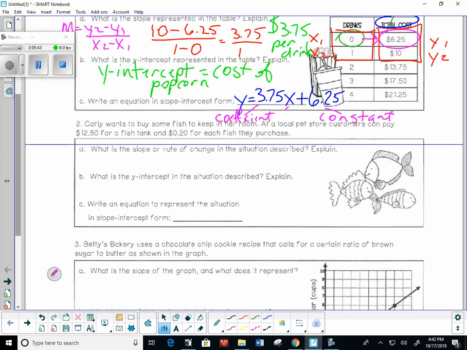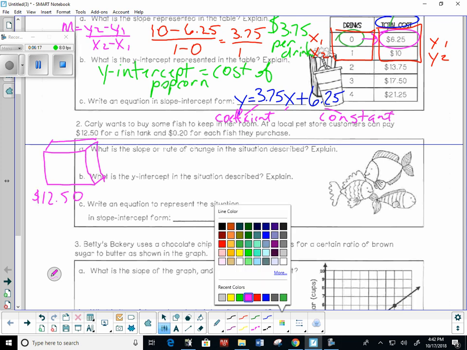Number 2, Carly wants to buy some fish to keep in her room. At a local pet store, customers can pay $12.50 for a fish tank and $26 for each fish they purchase. So it says, what is the slope or the rate of change in this situation? Okay, well, we got our fish tank. Here we've got our little fish tank, and we know that we're going to have to pay $12.50 for the tank. And we want to have some little fishies in there.